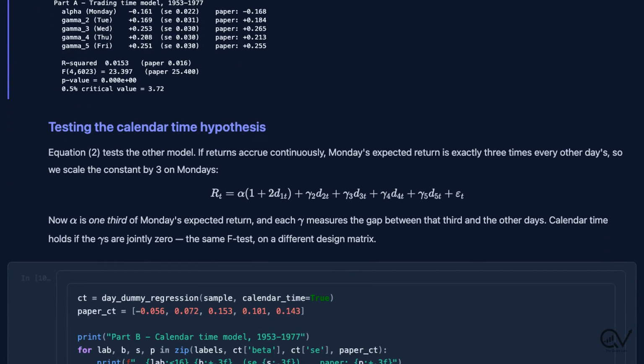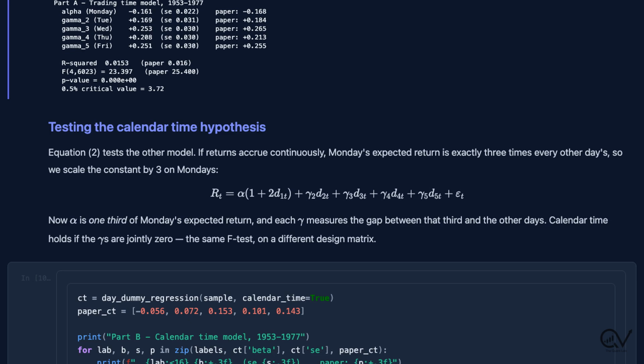Equation 2 tests the other model, and the trick is neat. If returns really do accrue continuously, Monday's expected return is exactly 3 times every other day's. So we scale the constant term by 3 on Mondays and by 1 everywhere else. That makes alpha 1/3 of Monday's expected return. And each gamma now measures the gap between that third and the other days. If the calendar time story is right, those gammas are jointly 0.